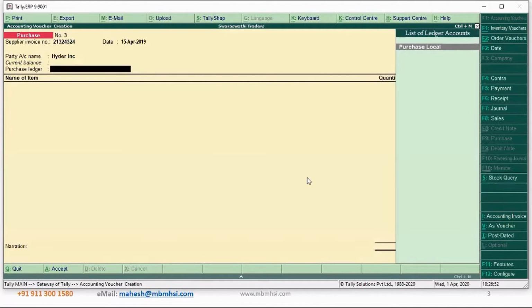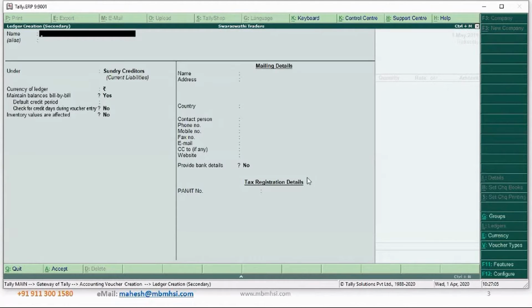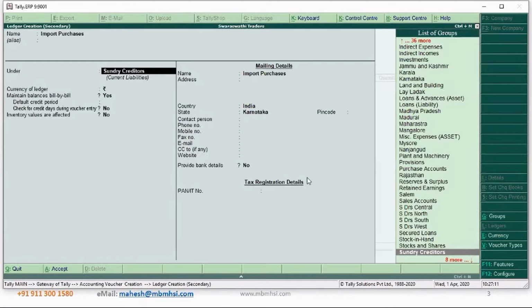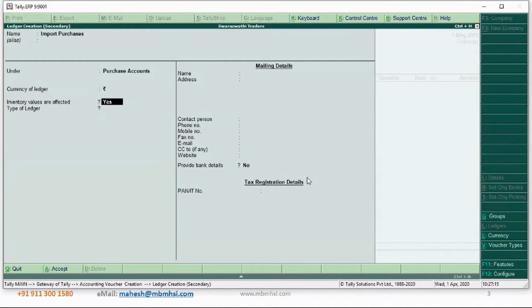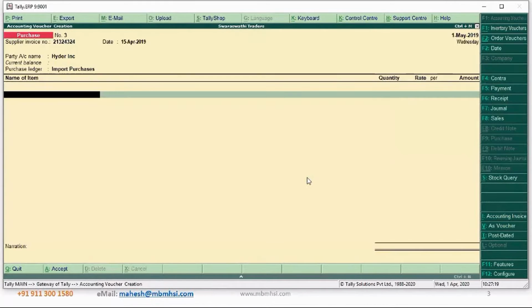Okay, so here I have one created earlier. I had created one purchase local. I will create one more ledger under purchases. So to create a ledger, I'm just pressing Alt C on my keyboard. Import purchases typically comes under purchase accounts. Inventories are affected. Yes. Save this.